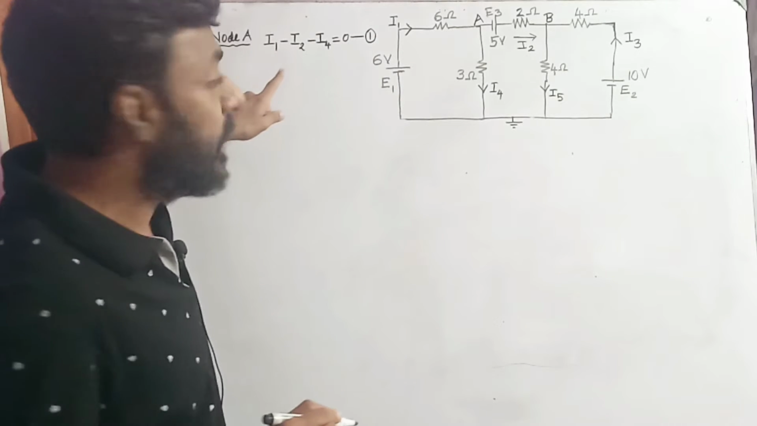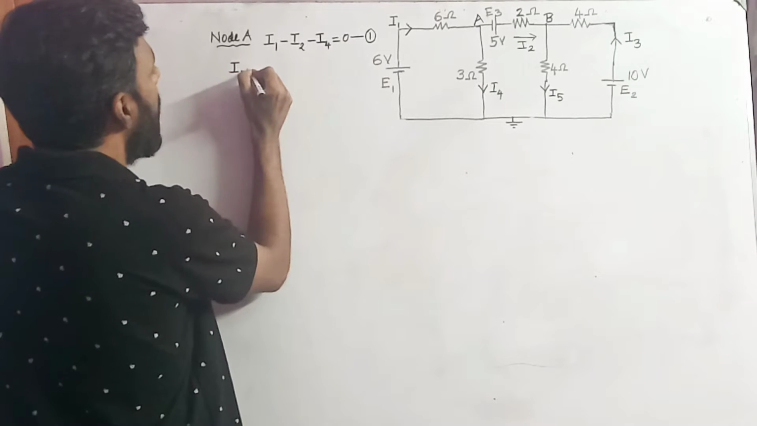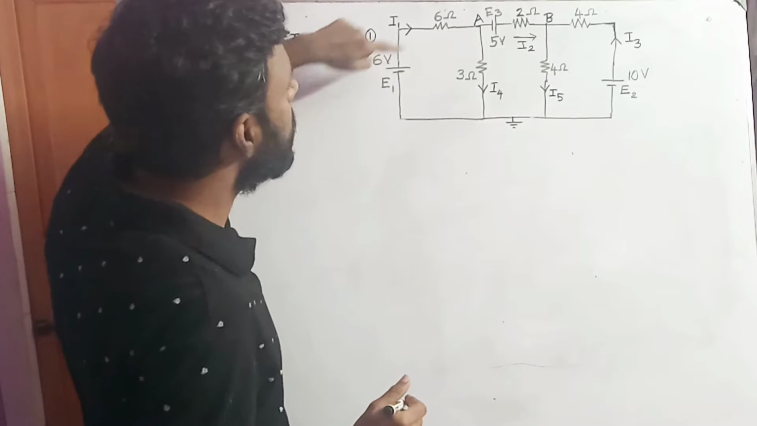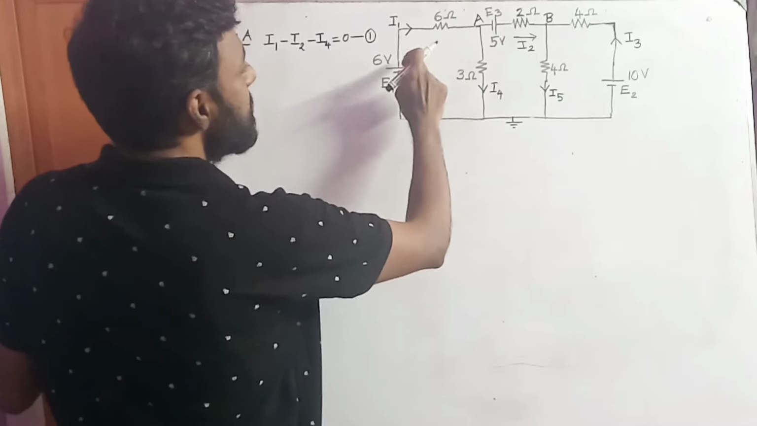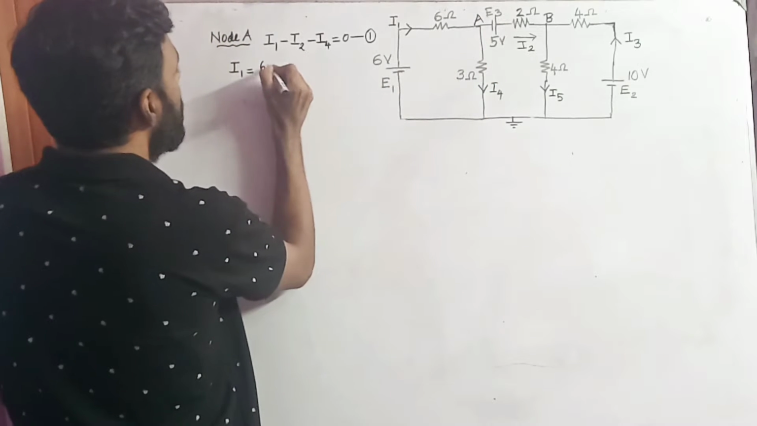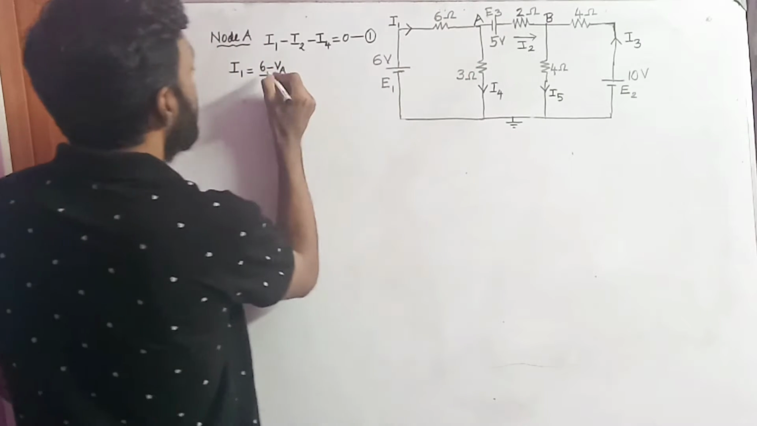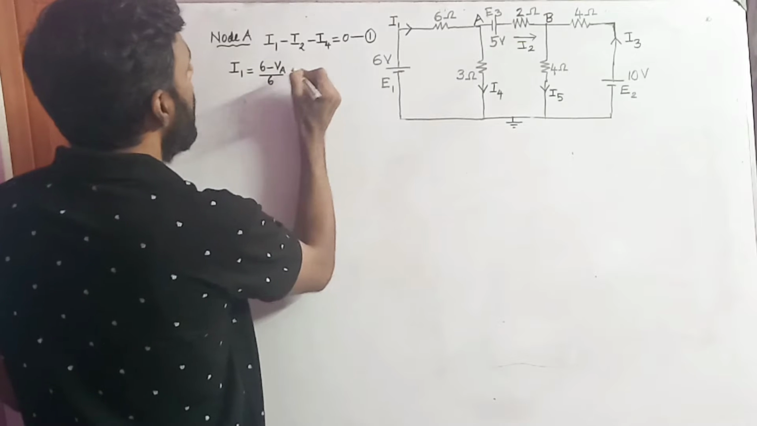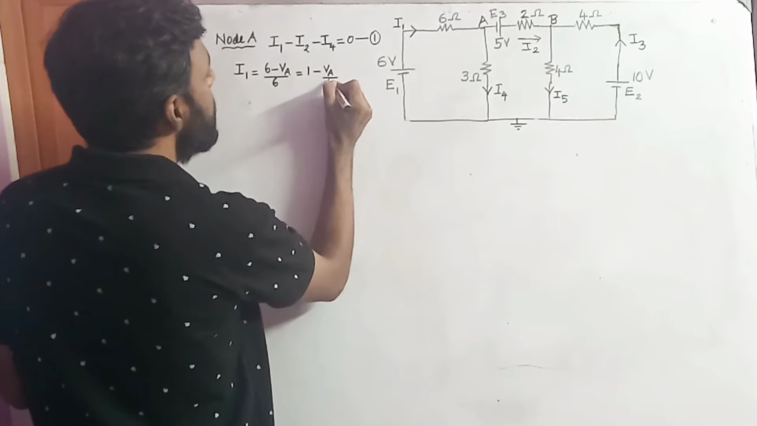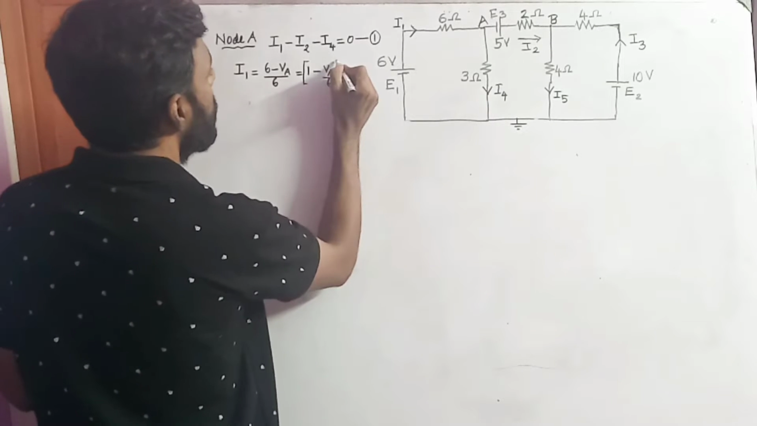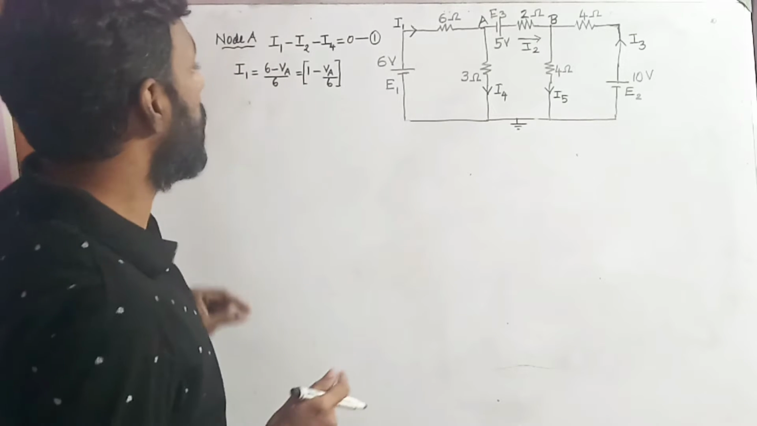So now I'm going to find the value of I1. For I1, this is 6 volt, and VA is the node voltage. So the difference in the voltage is 6 minus VA, divided by the resistor value, that is 6. So which is equal to 1 minus VA divided by 6. This is the value of I1.